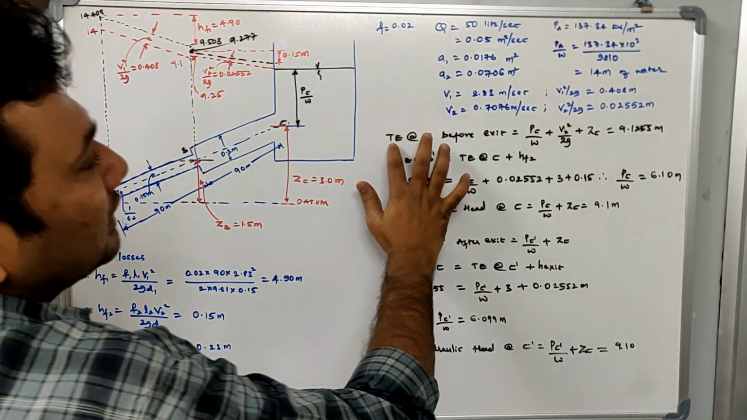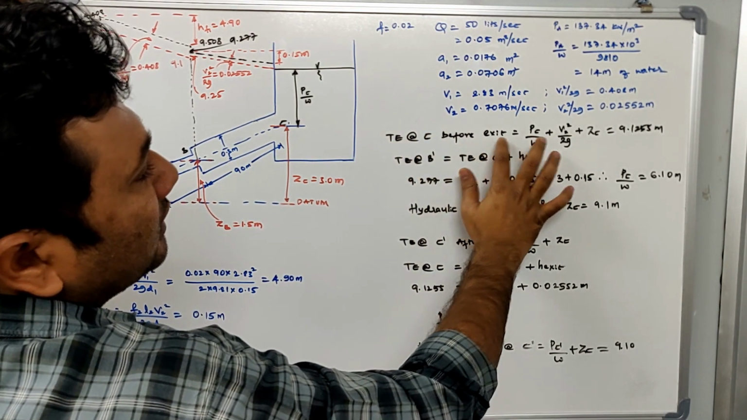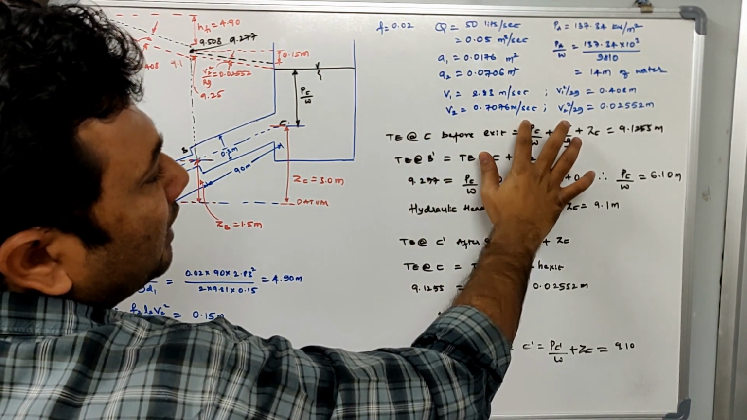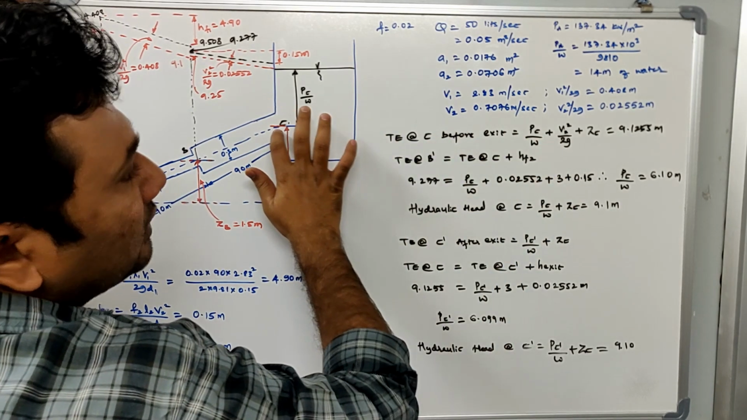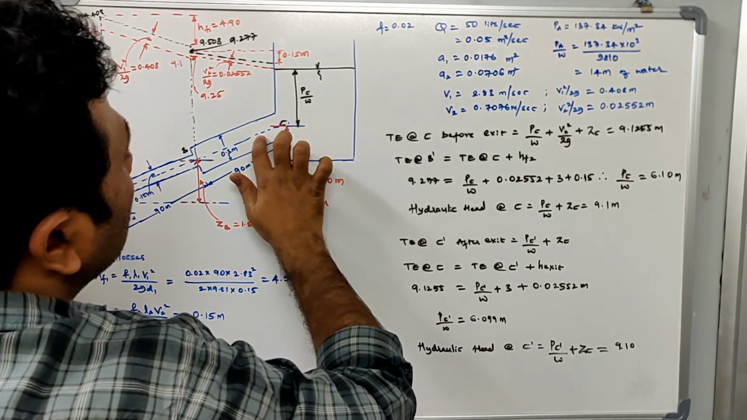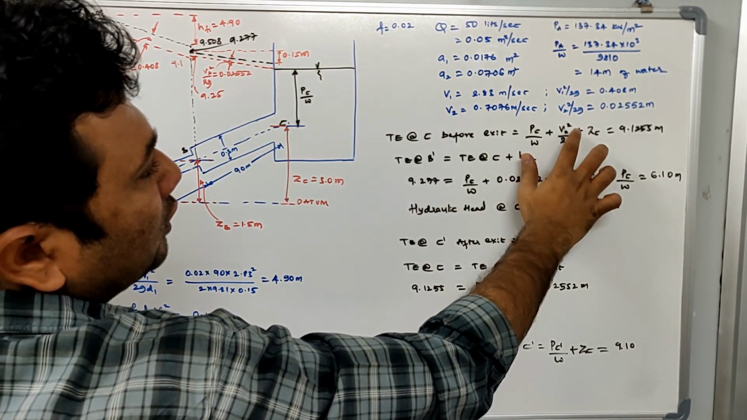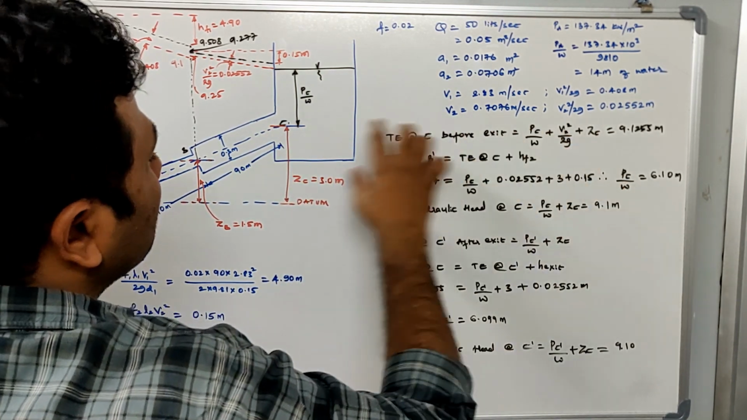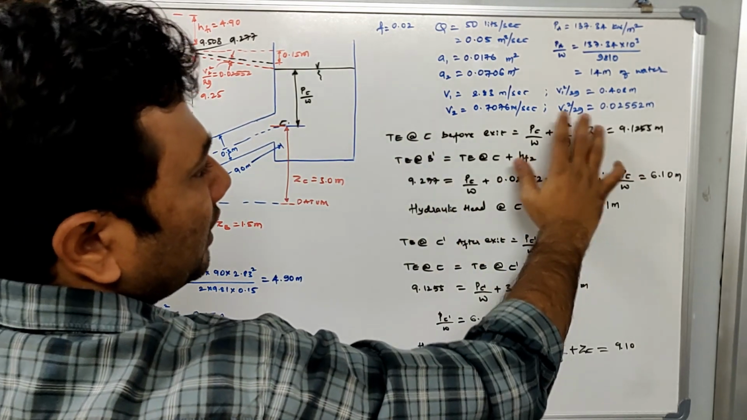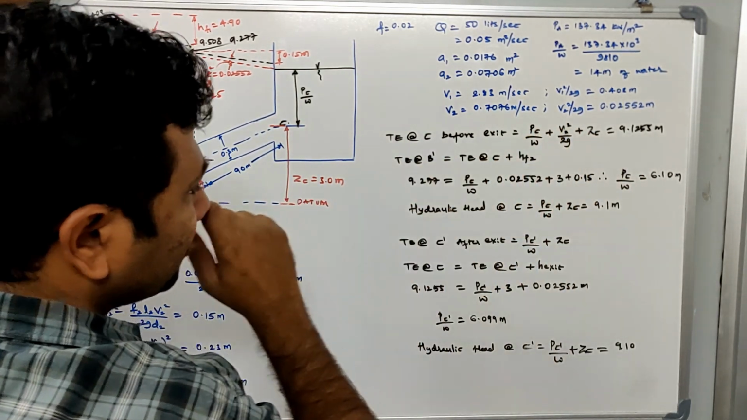Okay. Right. So let us calculate how much the total energy at C, which is before exit, will be equal to PC by W. PC by W is representing the pressure head at C, plus V2 square by 2G, the velocity head before the exit, plus ZC. ZC is 3 meter. Okay. Right. So this is what we need to calculate.